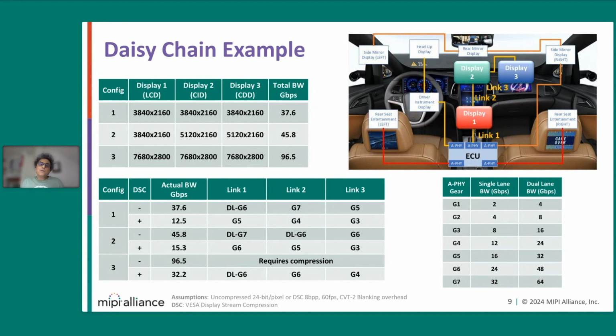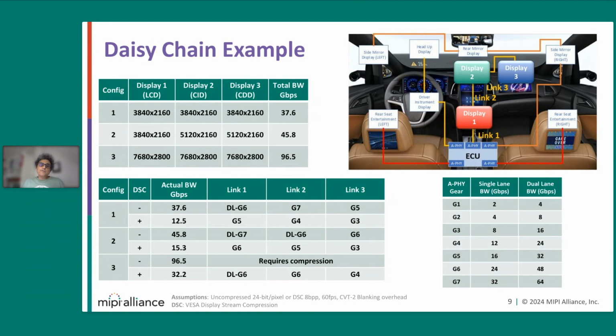So how we can solve that with MIPI A-PHY, DSE and DSI to get together is that we have A-PHY version 1.0 and 1.1 having gear 1 to gear 5, up to 16 gigabit per second on a single lane. And from A-PHY 1.1, we can have a dual lane, so it can go up to 32 gig. And now we are finalizing A-PHY 2.0. We will have gear 6 and gear 7 bringing up to 32 gigabit per second on one lane. If we have a dual lane, we can have 64 gig.